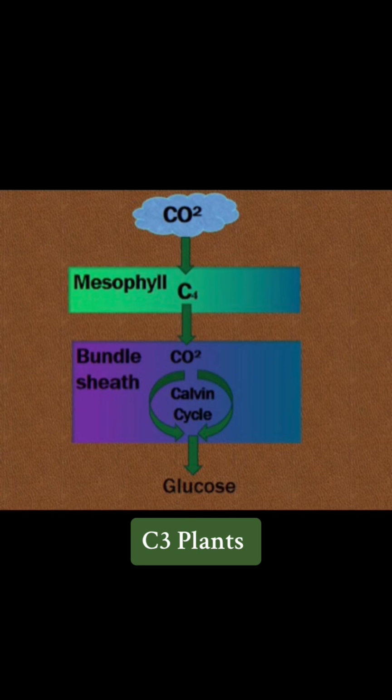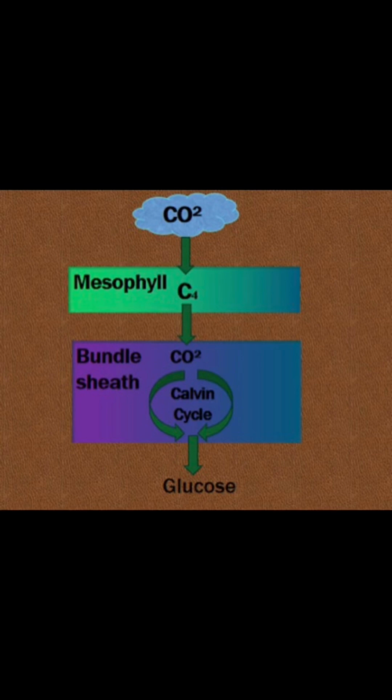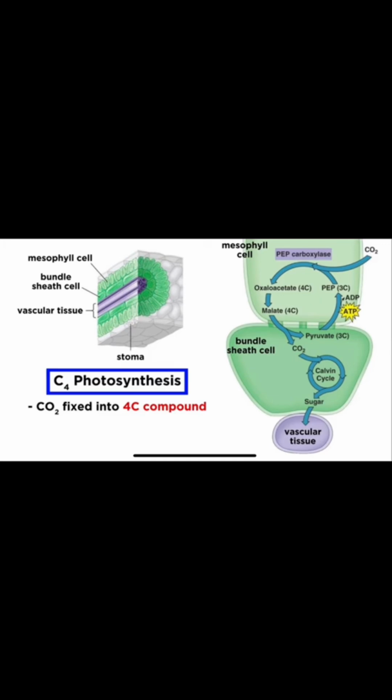First, atmospheric CO2 is fixed in the mesophyll cells to form a simple 4-carbon organic acid, oxaloacetate. This step is carried out by a non-rubisco enzyme, PEP carboxylase, that has no tendency to bind O2. Oxaloacetate is then converted to a similar molecule, malate, that can be transported into the bundle sheath cells. Inside the bundle sheath cells, malate breaks down, releasing a molecule of CO2. The CO2 is then fixed by rubisco and made into sugars via the Calvin cycle, exactly as in C3 photosynthesis.